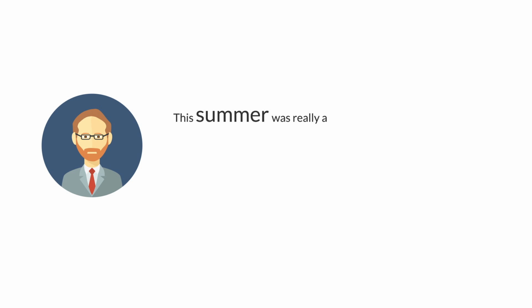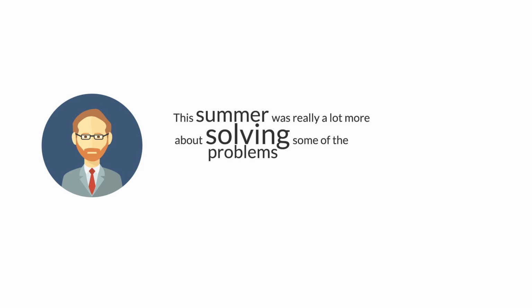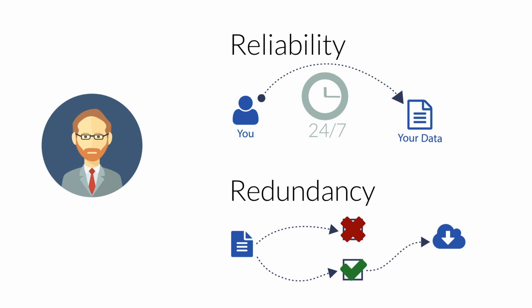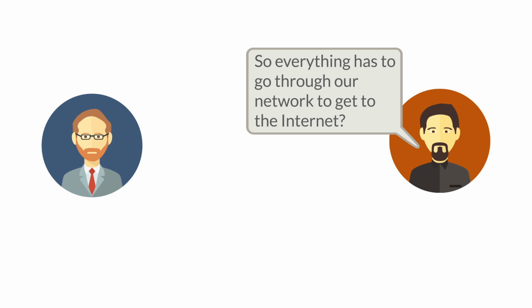This summer was really a lot more about solving some of the problems that we've had in the past and really focusing on increasing reliability and redundancy within the campus network on almost every level. So everything has to go through our network to get to the internet? Can you show us how that works?